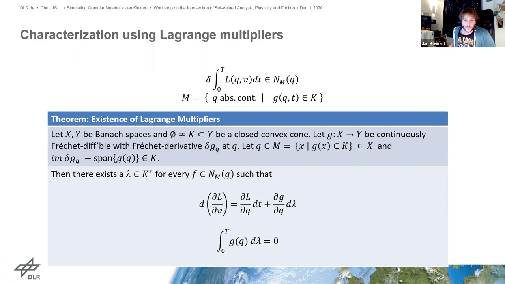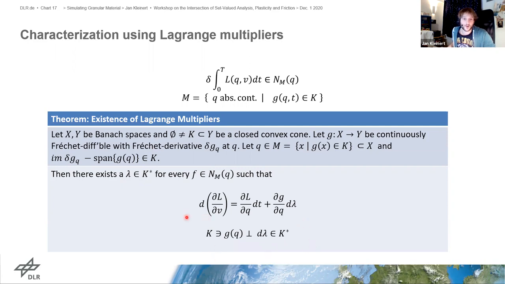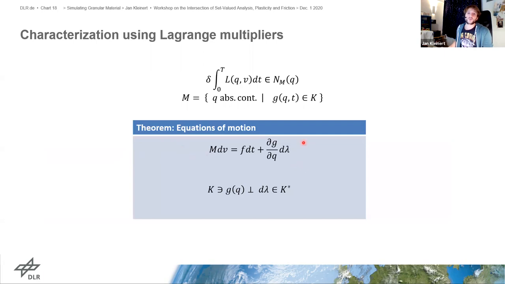Now all that's left to do is some cosmetics. So we've seen that G is in K. We know that the Lagrangian multiplier is in the dual cone. Then we have this orthogonality condition. And in literature, this is typically written as a cone complementarity problem that looks like this, F, G and K. You have the Lagrangian multiplier now written as the associated measure in the dual cone. And finally, I've already mentioned this, this term right here is the momentum, and this is the force. So what you see here is kind of a non-smooth version of the Euler-Lagrange equations. And if you now plug in the Lagrangian of a multi-body system, you end up with these equations of motion, which is a much more recognizable form.